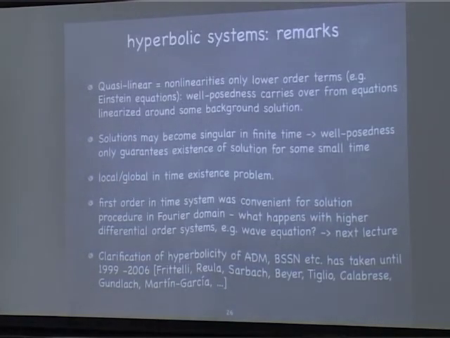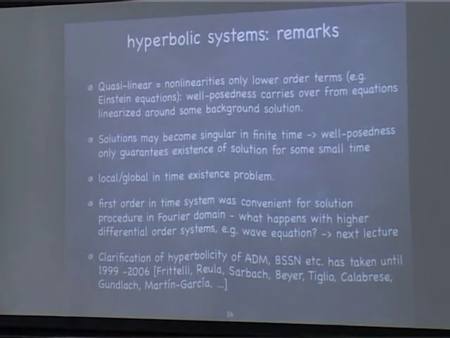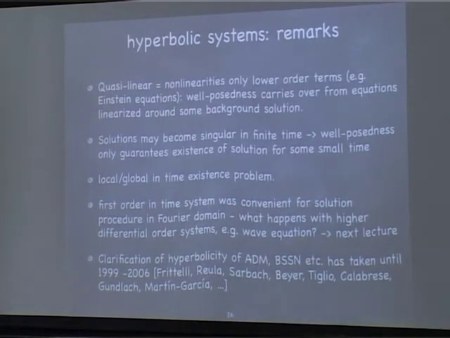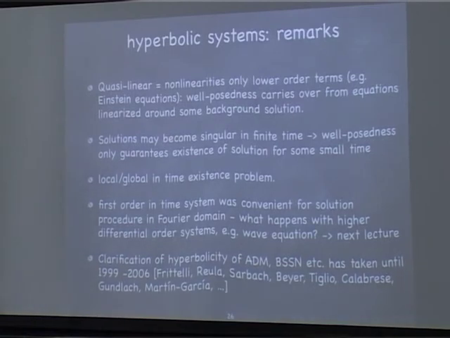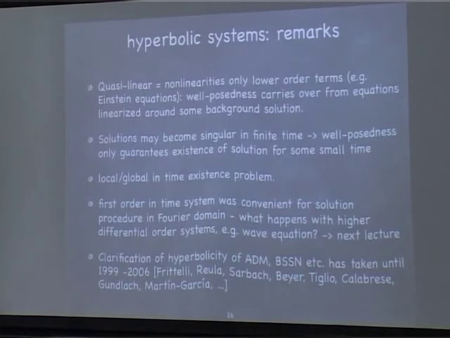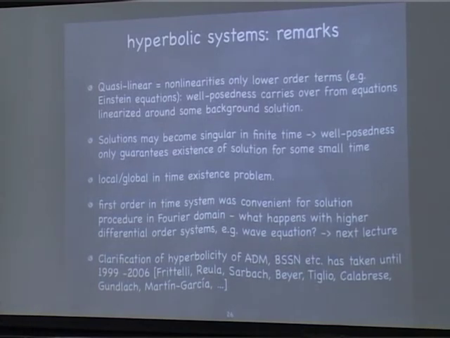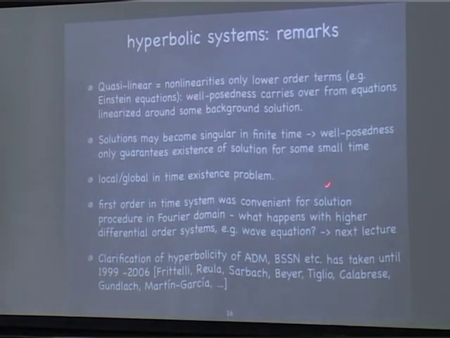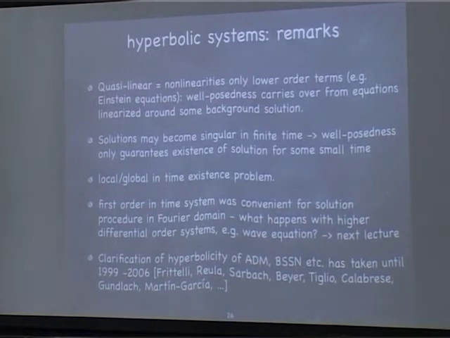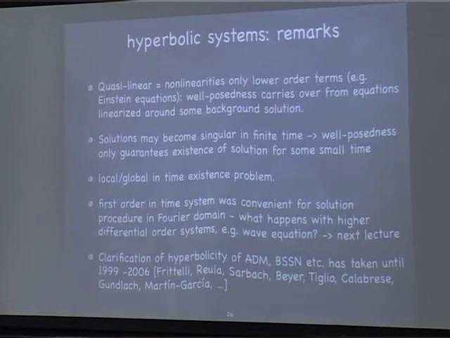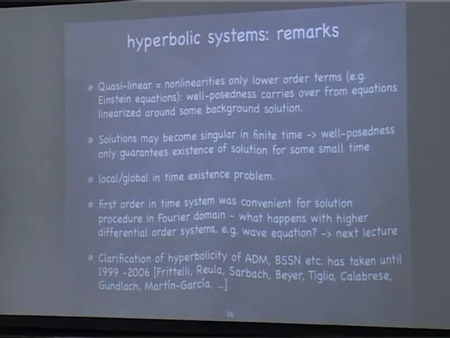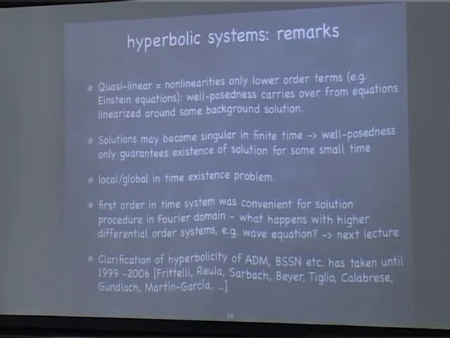So let's summarize now. Hyperbolic systems, a few remarks. We had this quasi-linear case. This is when non-linearities are only in the lower order terms, not in the principal part. Then we can analyze well-posedness. We have done it for the linear case, linear constant coefficients, but it turns out, with a bit heavier mathematics, that it does carry over to non-linear cases, considering, for example, linearizations around some background. Well-posedness doesn't mean that the solutions cannot become unstable or have exponential growth or even become singular in finite time. Well-posedness only guarantees the existence of solutions for small time. In some sense, the partial differential equations initial value problem cannot be better behaved than the one for ODEs.